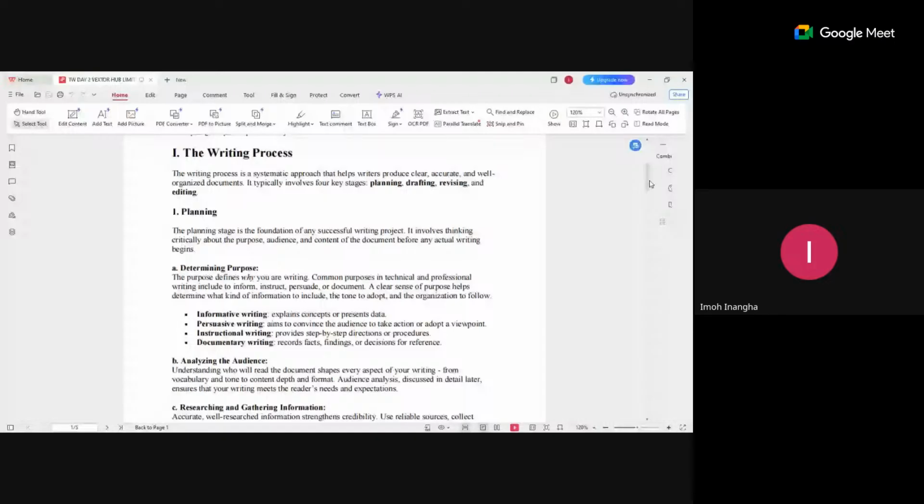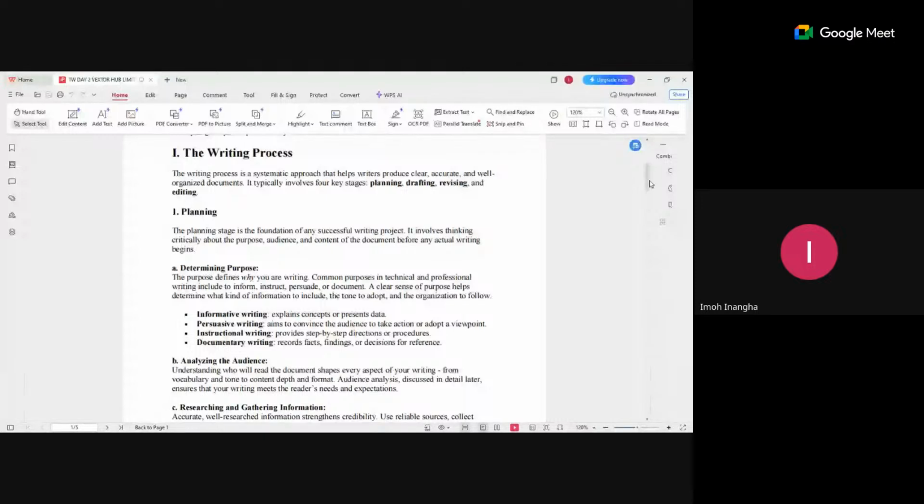So we are all going to do that together. While I guide you, you write your thing. Then we all report back together. And at the end of the day, we find results. So the writing process, the first one is planning.